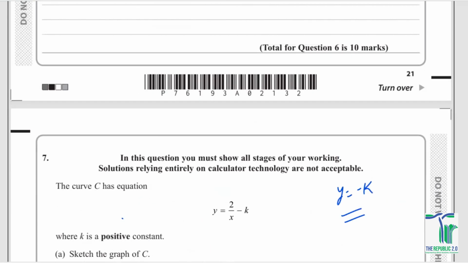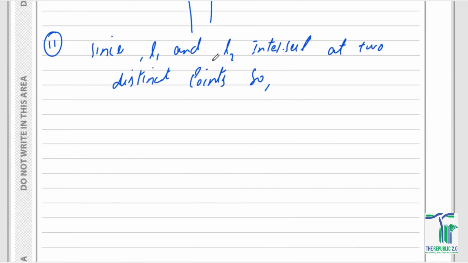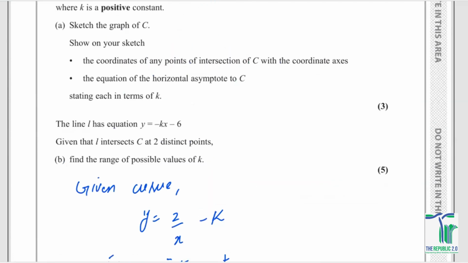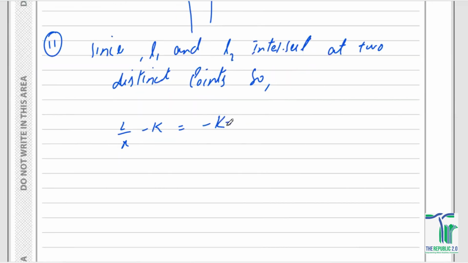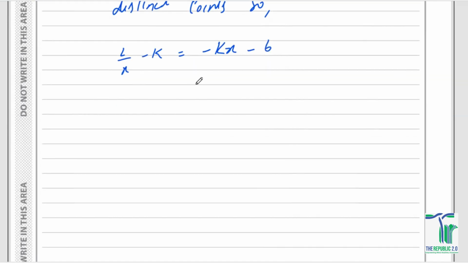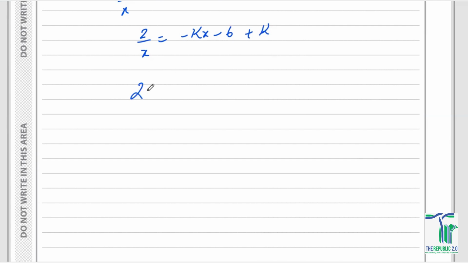So you've got y is equals to 2 upon x minus k is equals to, the other equation was y is equals to negative kx negative 6. So I'll just create negative kx negative 6. So with this equation, you know what I'm going to do? I'm just going to create a combined quadratic equation. So I would be having something like 2 upon x is equals to negative kx negative 6 plus k. And I'm going to multiply that x on both the sides. So I would be having 2 is equals to negative kx square negative 6x and plus kx.